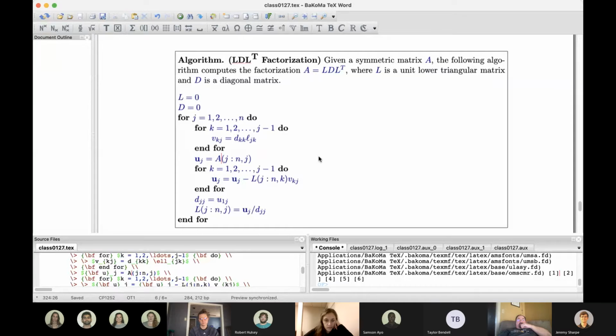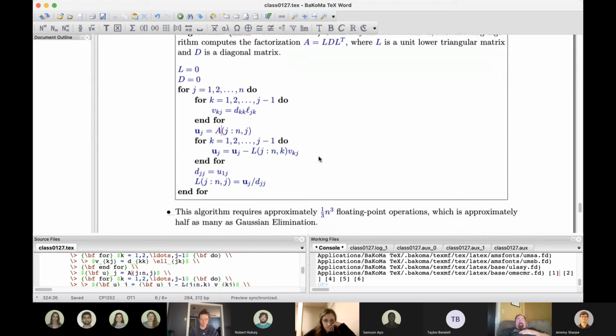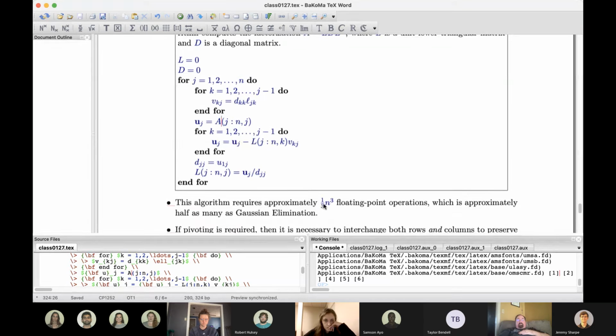So this algorithm successfully exploits the symmetry of A, accessing only the entries that it absolutely needs to compute the LDLT factorization. Because it only accesses half of matrix A, it only takes half the operations. So Gaussian elimination takes roughly 2/3 n cubed operations. LDLT requires about half that, so roughly 1/3 n cubed. So having half the distinct entries in the symmetric case leads to half the operations for anything you do in solving AX equals B.